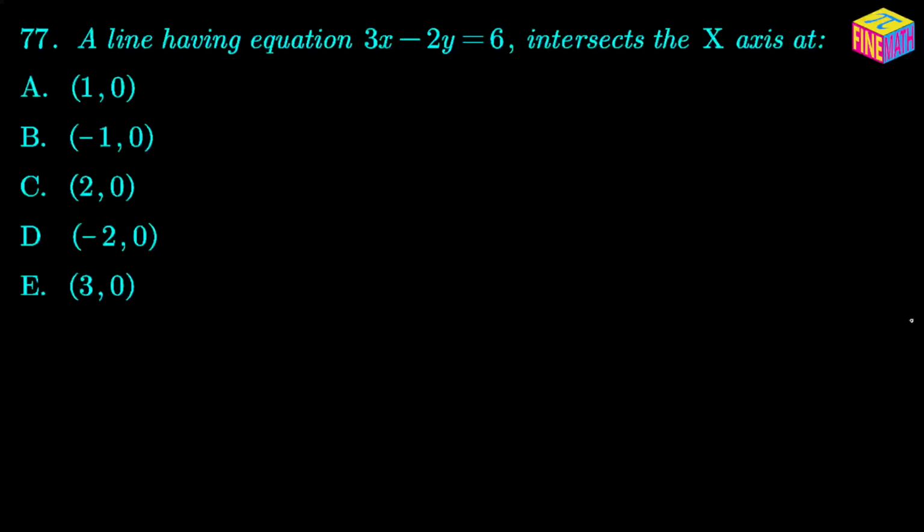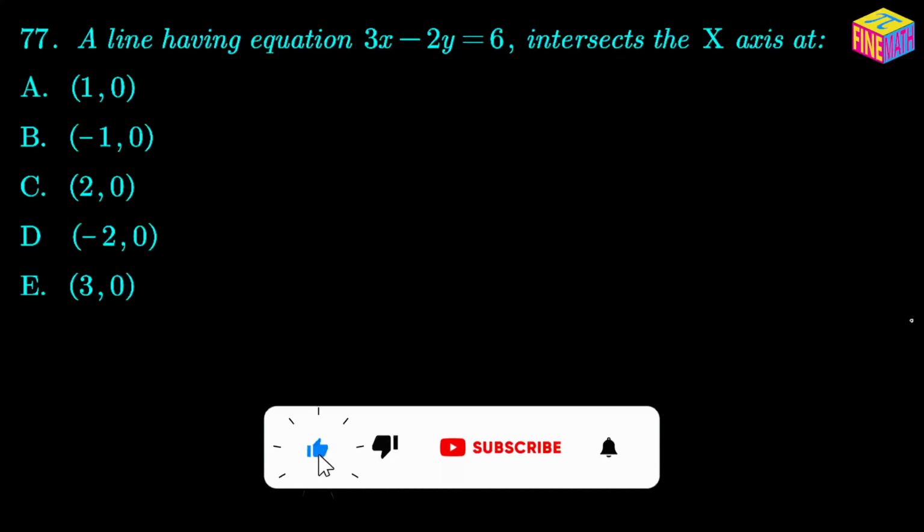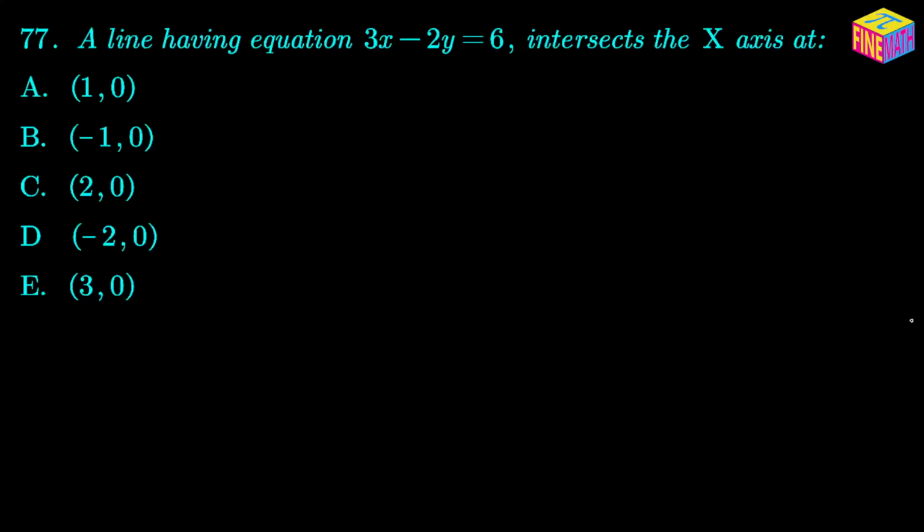So let's get started. Here the question says a line having equation 3x minus 2y equals 6, that's the equation of the given straight line. It intersects the x-axis at which of the following 5 points? Right, so we have been given 5 options.